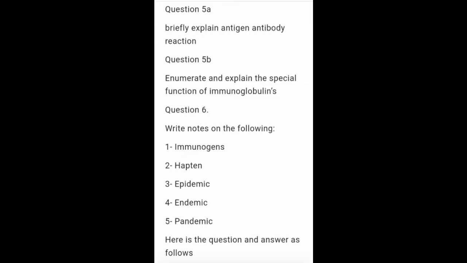Question 6. Write notes on the following: 1. Immunogens. 2. Hapten. 3. Epidemic. 4. Endemic. 5. Pandemic. Here are the questions and answers as follows.